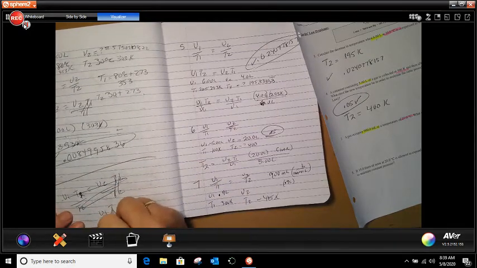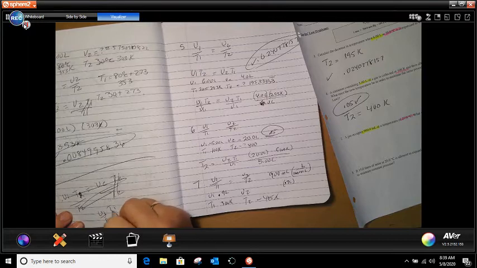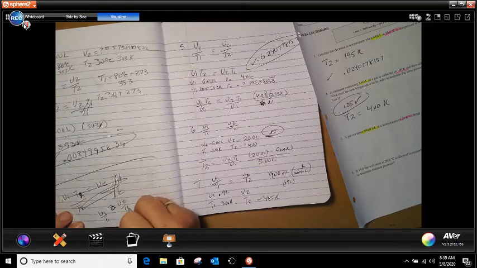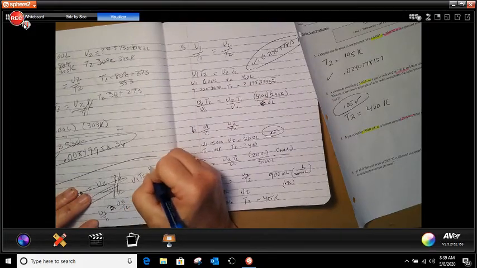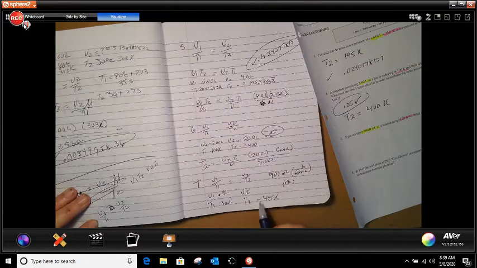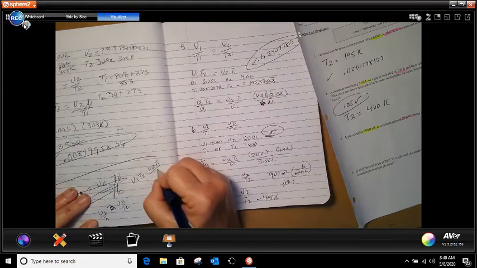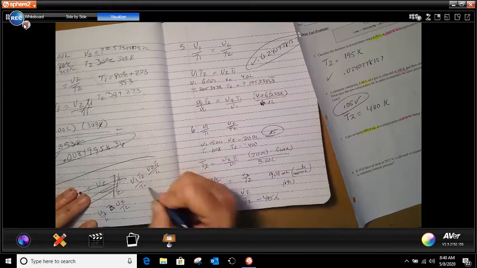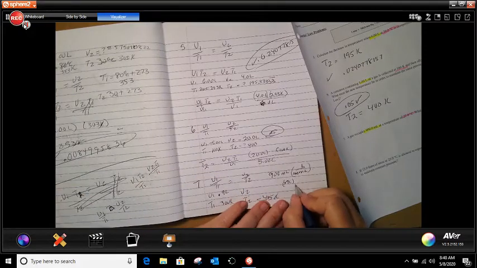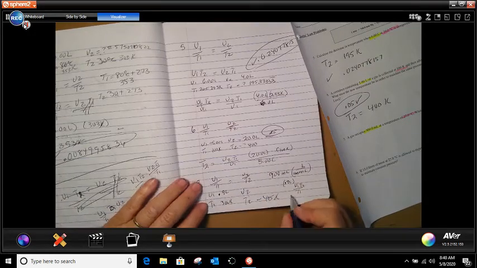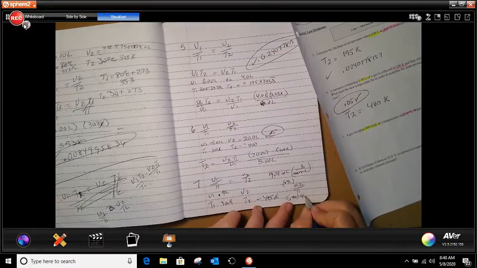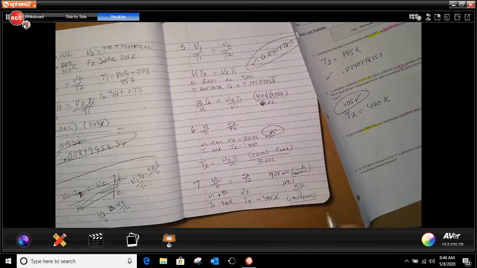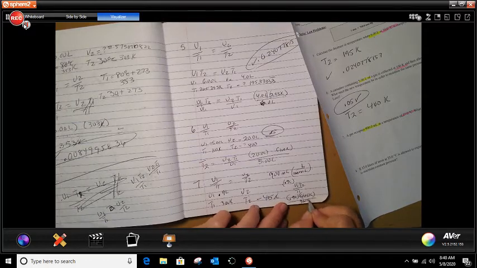So V1 T1 and then V2 T2, and if I'm crisscrossing, that would be V1 T2, V2 T1. I'm looking for V2. I need to divide both sides by T1. Okay, so it's V1 T2 by T1. So V1 is 0.9 liters. I'm going to multiply that by 405 Kelvin, and I'm going to divide that by 300 Kelvin.